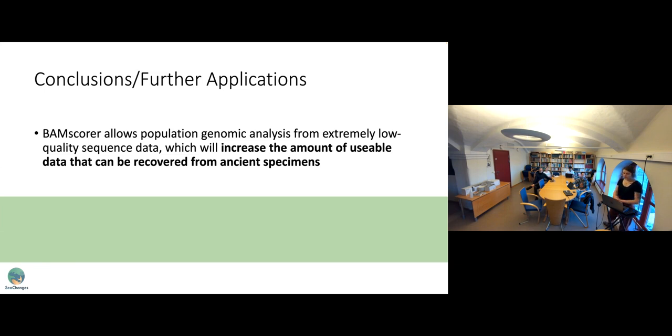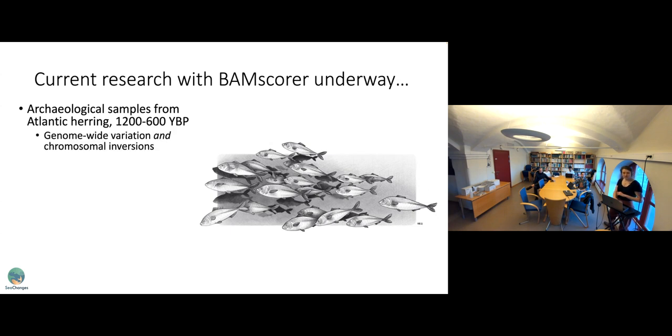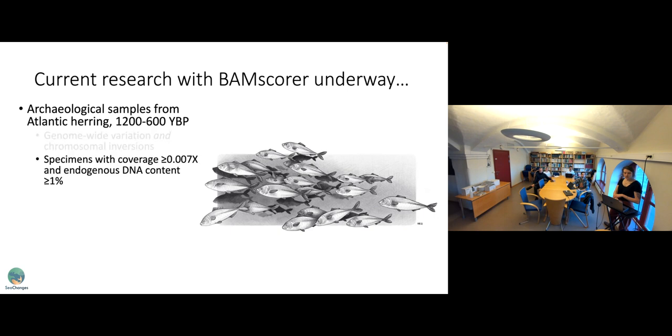And just to illustrate how effective this can be, without actually going into detail about any of the work that I'm doing right now. So I have archaeological samples from Atlantic herring from 1200 to 400 years ago, and I'm looking at genome-wide variation and chromosomal inversions, trying to assign where these herring come from. And I have so far been able to use samples with coverage that gets down to 0.007x and endogenous DNA content of 1%, which is, I mean, basically you would have thrown that in the trash, right?